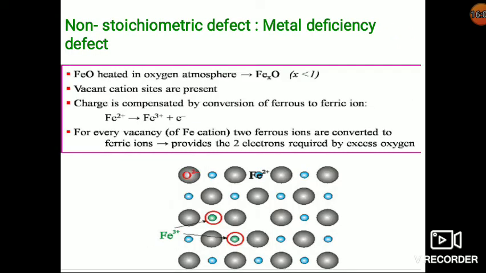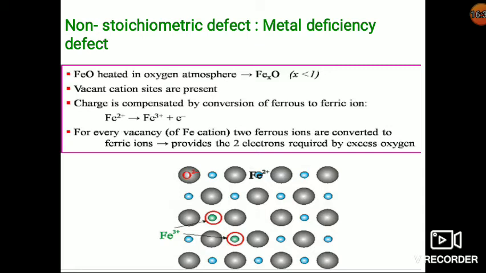The last non-stoichiometric defect is the metal deficiency defect. Now it is more or less similar to your impurity defect. In impurity defect we introduce one foreign atom, but here it won't be a foreign atom, it will be the same kind of metal cation.